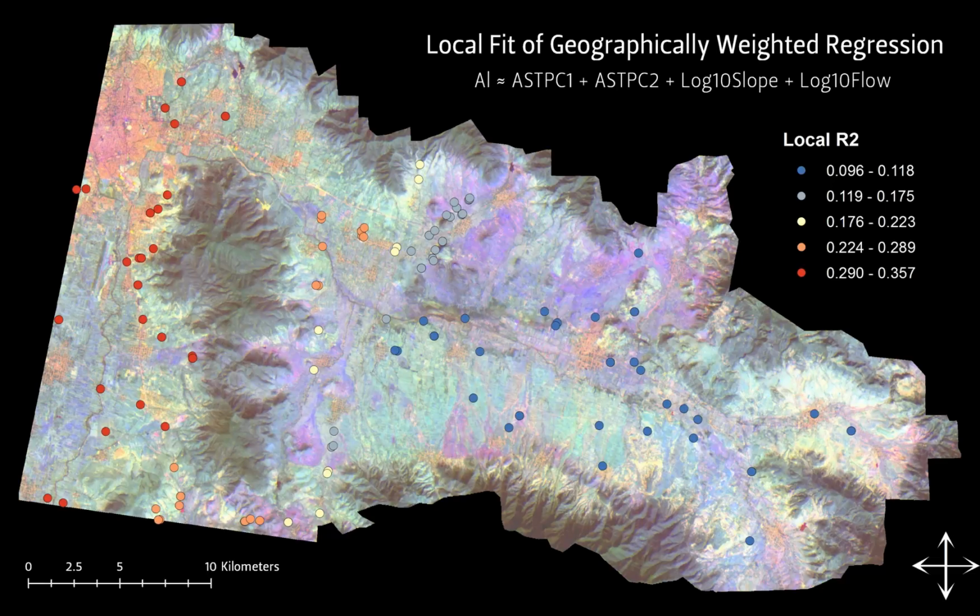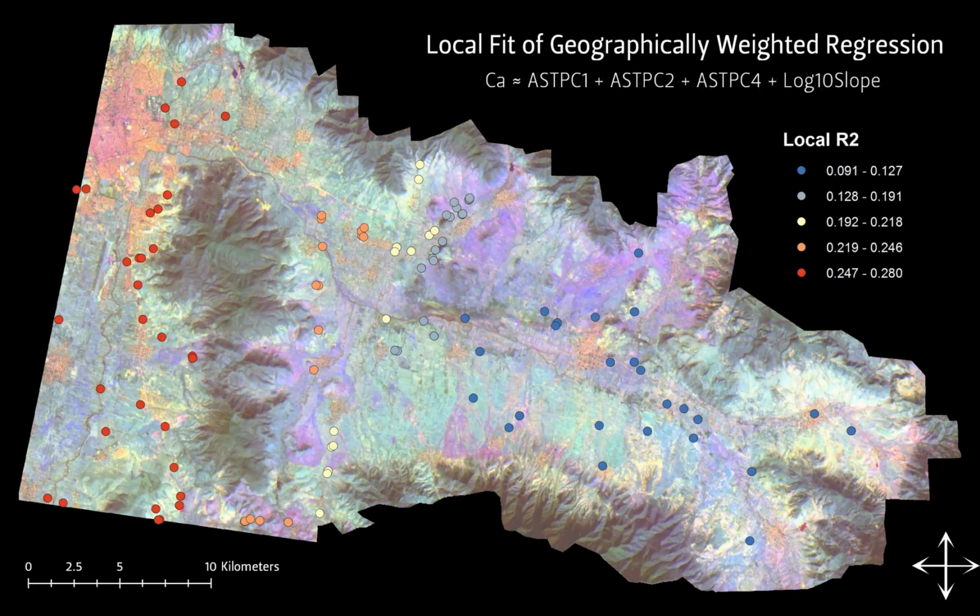Results of a geographically weighted regression for aluminum show much stronger levels of local fit on the western side of the study area than the east, indicating a strong lack of stationarity in the data. Results for calcium are remarkably similar. Yes, this is a different map.